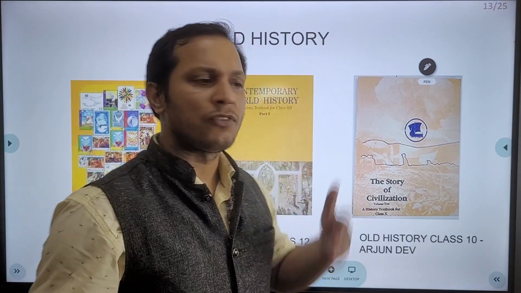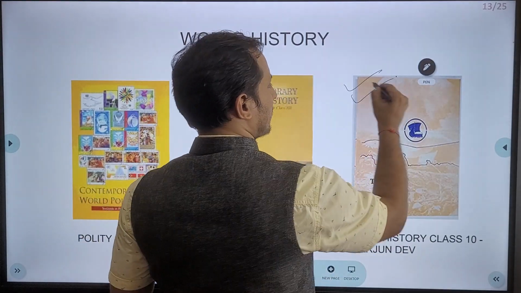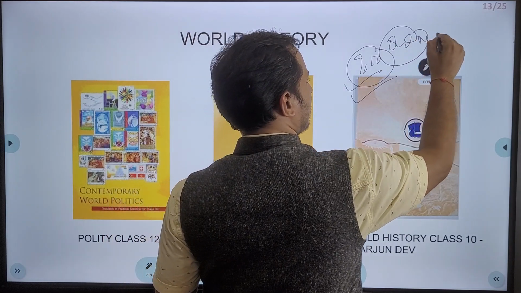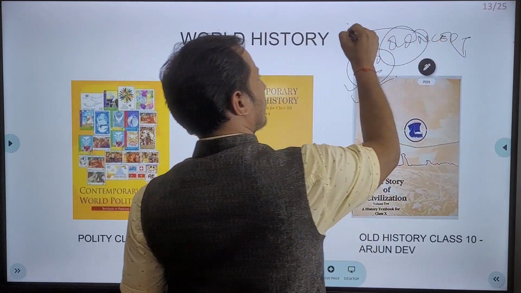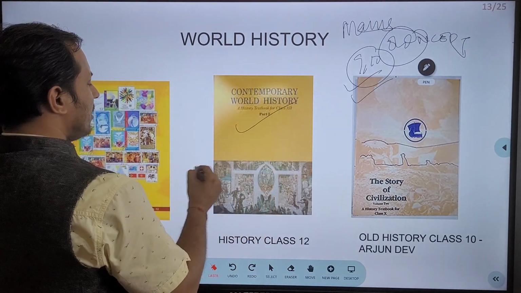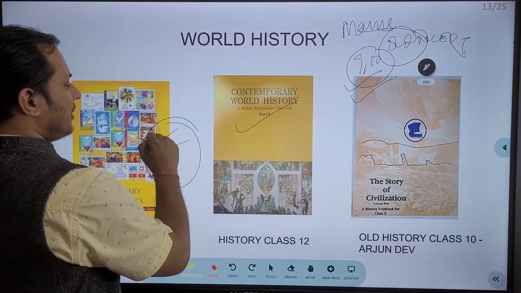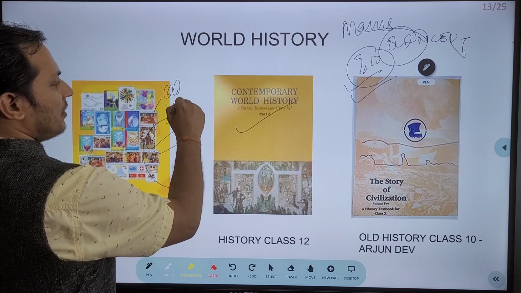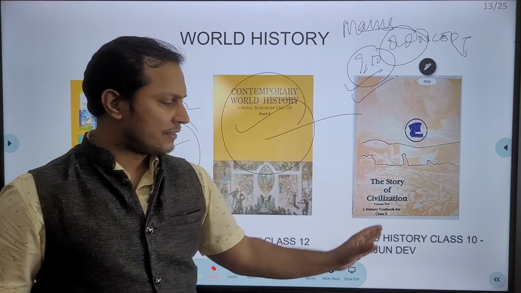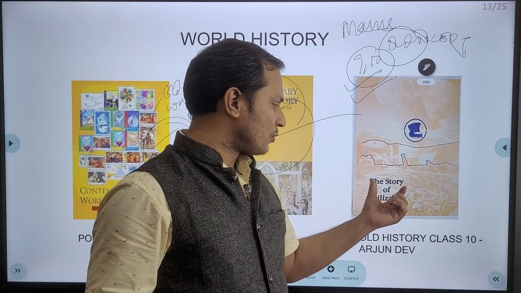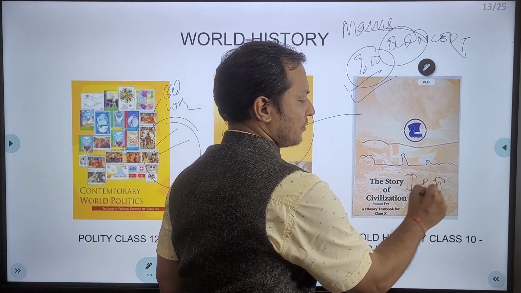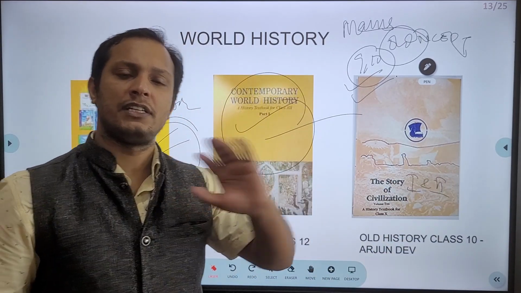I strongly believe that for world history, this Arjun Dev book, class 9th and 10th, old NCERT, is more than enough. This is only for mains. If you have time, you can read this book also, where you will get Cold War and some other points on world history. But the base book will be the old NCERTs, the story of civilization, volume 1 and volume 2. Both these books are very, very important.